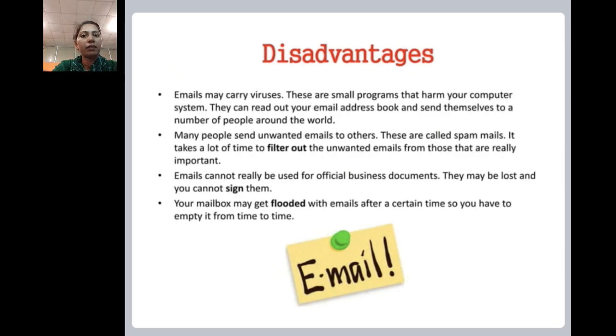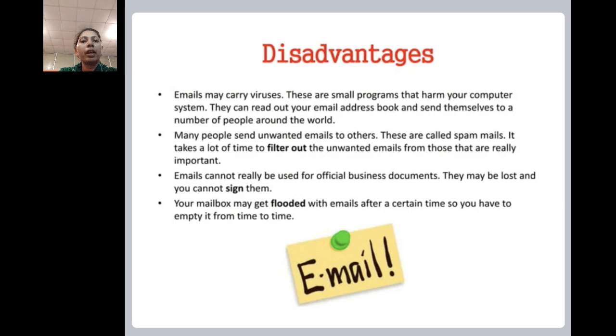Next are the disadvantages of the email system. Emails carry viruses. It means it also suffers from viruses, worms, and Trojans that harm our messages or computer. These are small programs that harm your computer system. They can read out your email address book and send themselves to a number of people around the world.